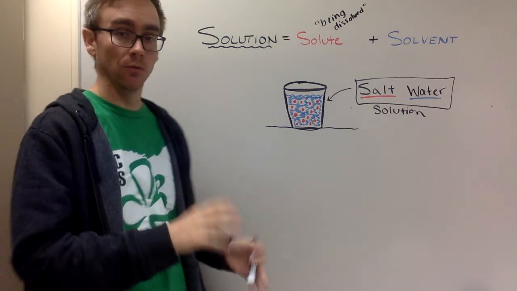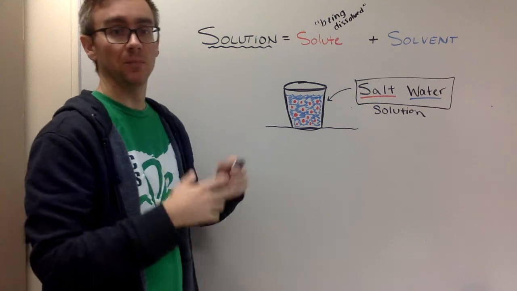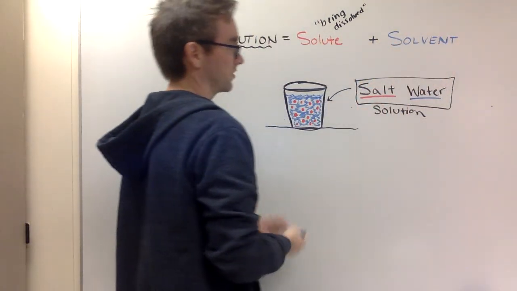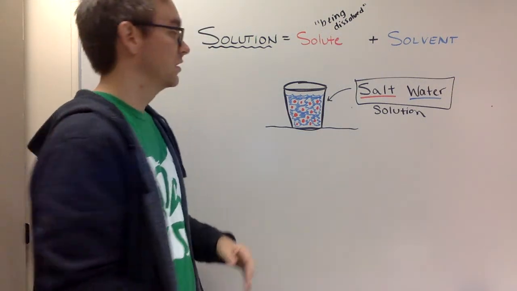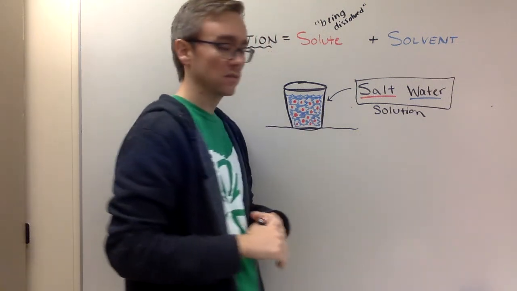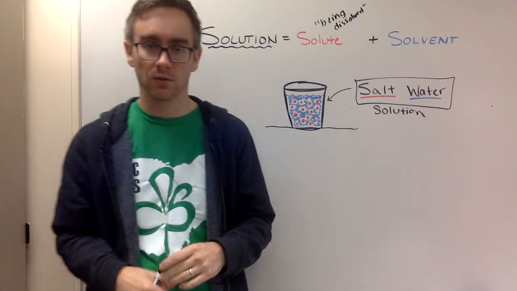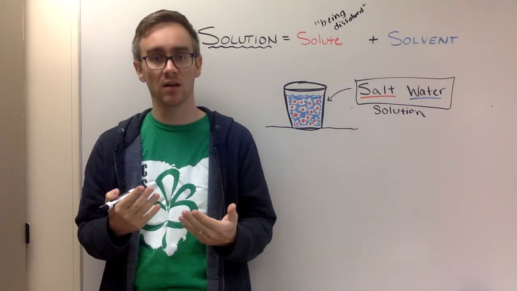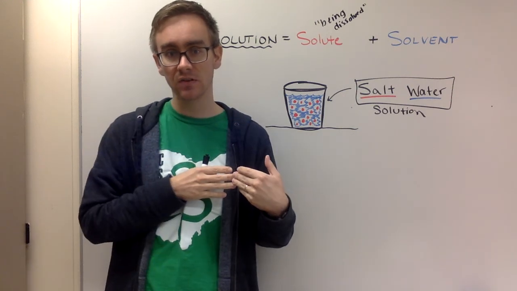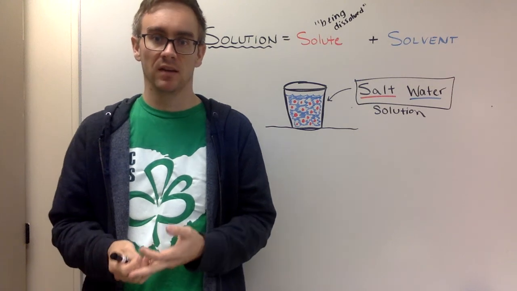So real quick recap: solutions are made up of multiple things, with stuff being dissolved, typically in water. The example I always like to think of is salt water. The solute is the salt, and water is the solvent. Because if we're going to talk about the cell membrane, in your cells are all kinds of solutions. You have a solution on the outside of your cells and a solution inside your cells.